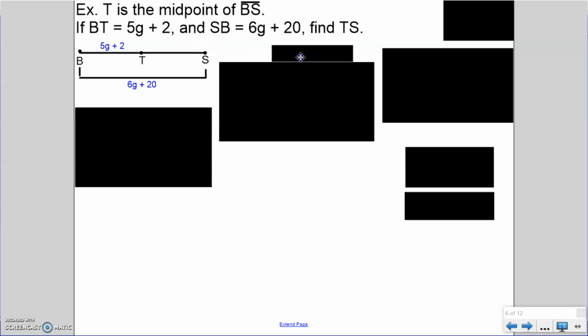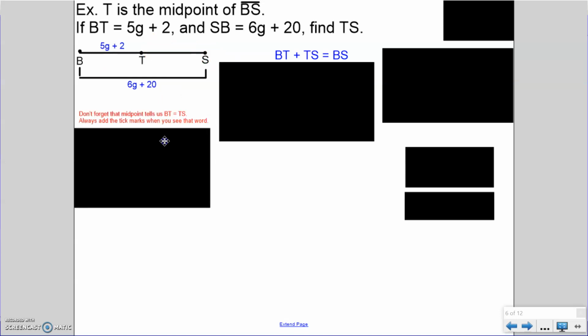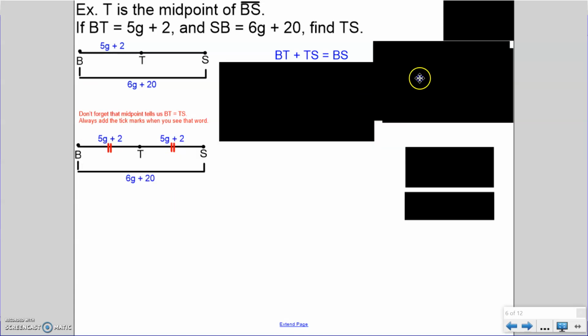Now, we don't have a formula. We have segment addition. We know the first piece B to T plus the second piece T to S equals the whole thing B to S. But we don't know what this is. You can't just put X there. But if you really think about it, don't forget midpoint tells us BT is the same as TS. Always add the tick marks when you see that word. So I added the marks.